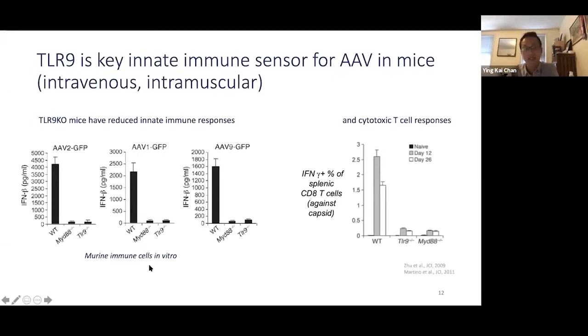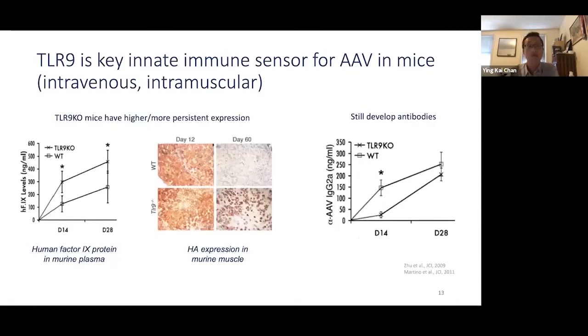Let's look at some data. Here are some mouse studies. Immune cells from Toll9 knockout mice don't mount an innate immune response to AAV vectors in vitro, unlike wild-type cells. If you administer AAV intramuscularly to mice, wild-type mice develop a T-cell response against capsid, while the knockout mice have a greatly reduced T-cell response.